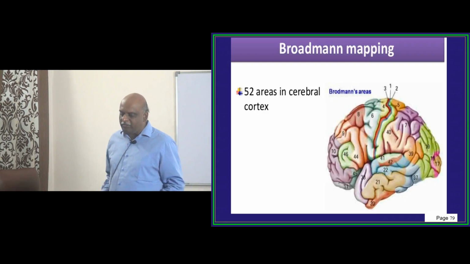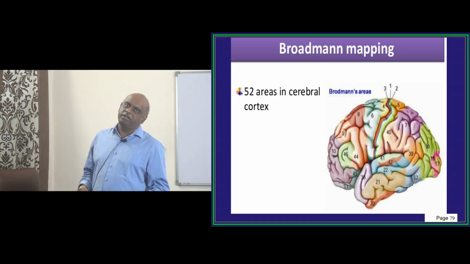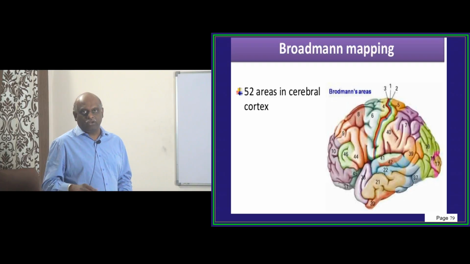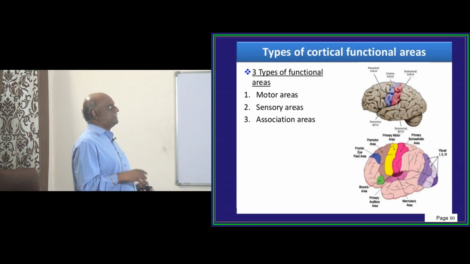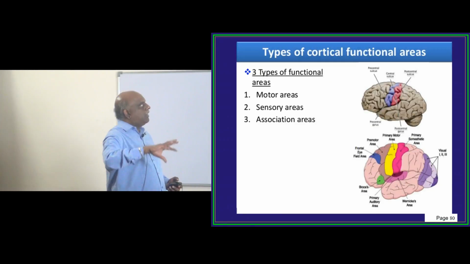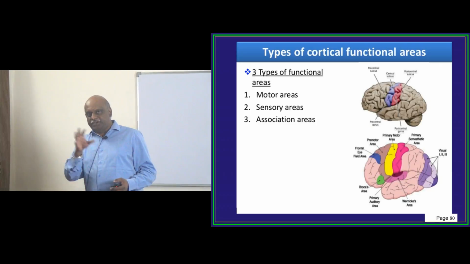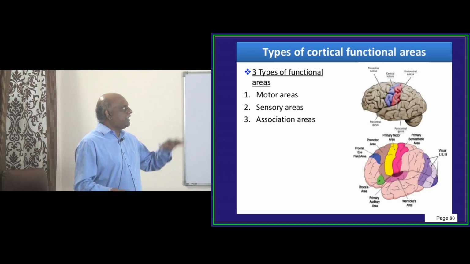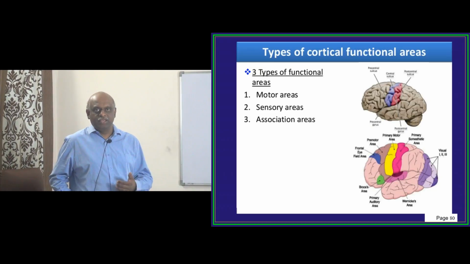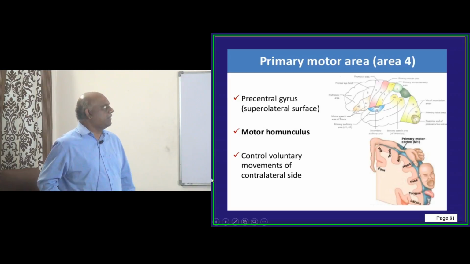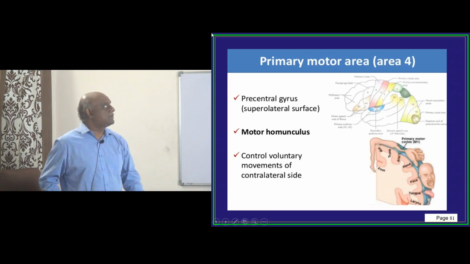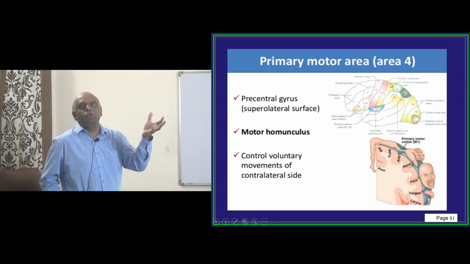So how many Brodmann areas are there, doctor? 52 areas in the cerebral cortex are all Brodmann areas. How are the Brodmann cortical functional areas divided? Motor areas, sensory areas, association areas. That's how you divide. So area 4 is called the primary motor area.